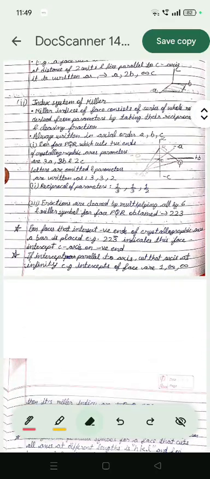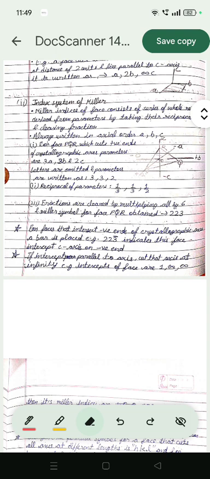And then the index system of Miller. Miller indices of a face consist of a series of whole numbers derived from parameters by taking their reciprocal and clearing fractions. So it is the series of whole numbers which are derived from parameters by first taking their reciprocal and then clearing all the fractions. And it is always written in axial order A, B and C.